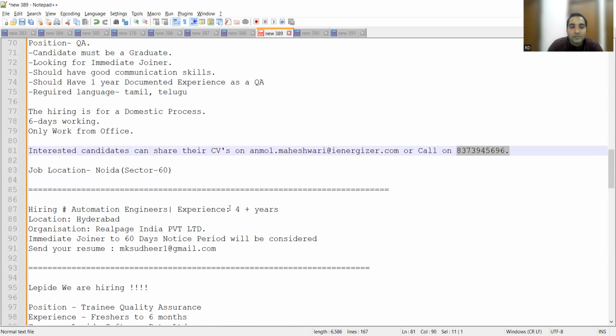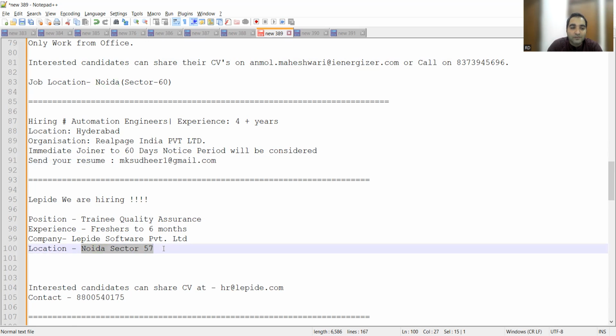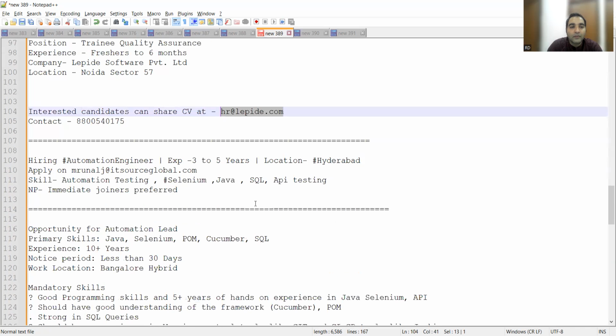Then automation engineers, experience 4+ years, location Hyderabad, organization is RealPage India Private Limited. They are looking for someone who is an immediate joiner to 60 days notice period, and you can share your CV to this email address. Then there is a requirement for trainee QA, freshers to 6 months. Again, the location is Noida, sector 57, and you can contact this number, or share your CV at this email address. Then there is hiring for automation engineers, experience 3 to 5 years, location is Hyderabad. You can apply at this email address.